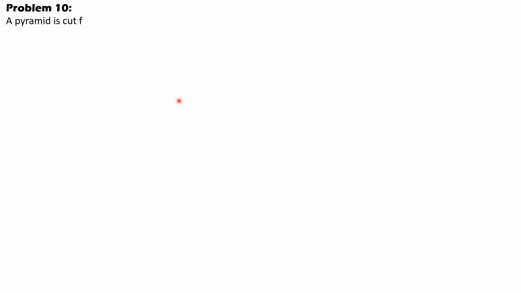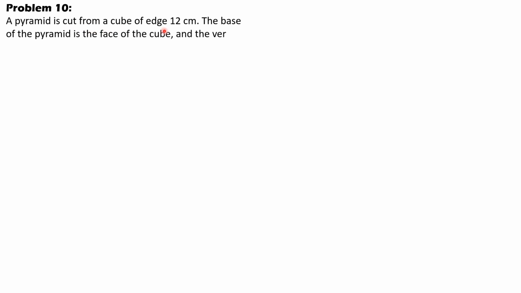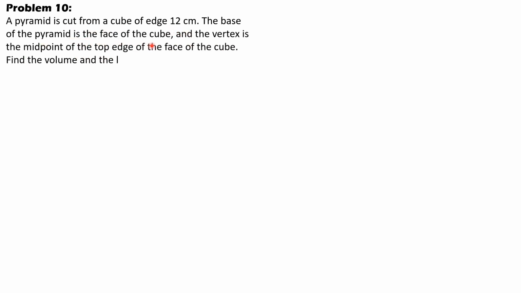So problem 10. A pyramid is cut from a cube of edge 12 centimeters. The base of the pyramid is the face of the cube, and the vertex is the midpoint of the top edge of the face of the cube. Find the volume and the lateral surface of the pyramid, so that we can visualize and set up the volume and the lateral area of the pyramid.